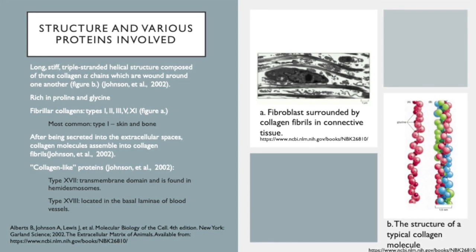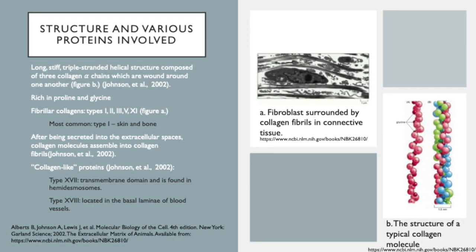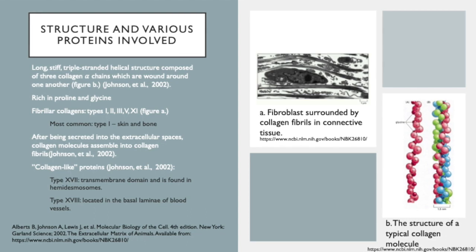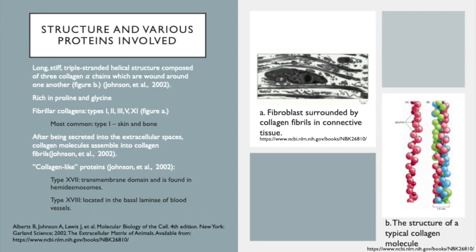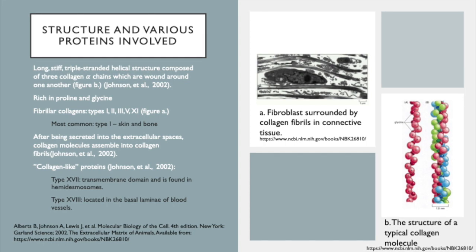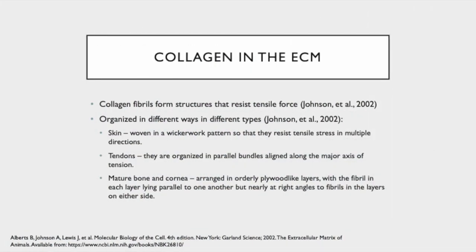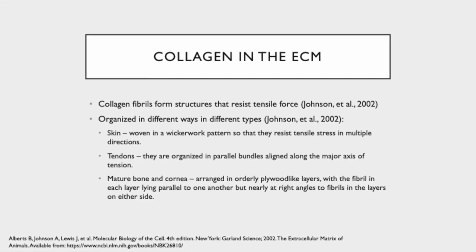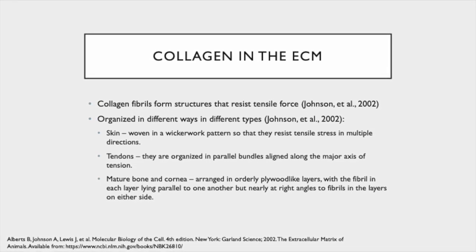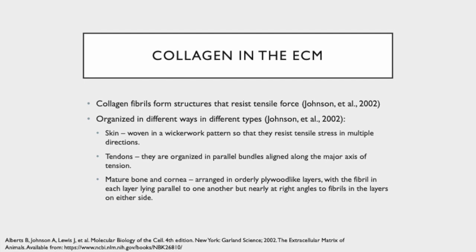Some examples of those are type 17, which has a transmembrane domain and is found in hemidesmosomes. There is also type 18, which is located in the basal laminae of blood vessels. Collagen fibrils form structures that resist tensile force. They are organized in different ways depending on the type of collagen.